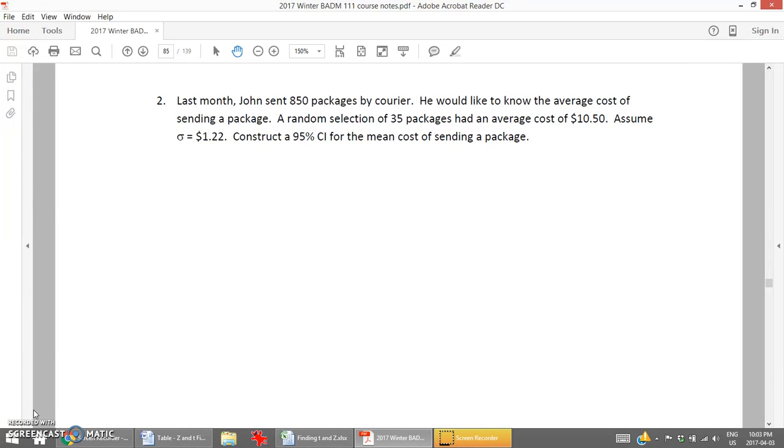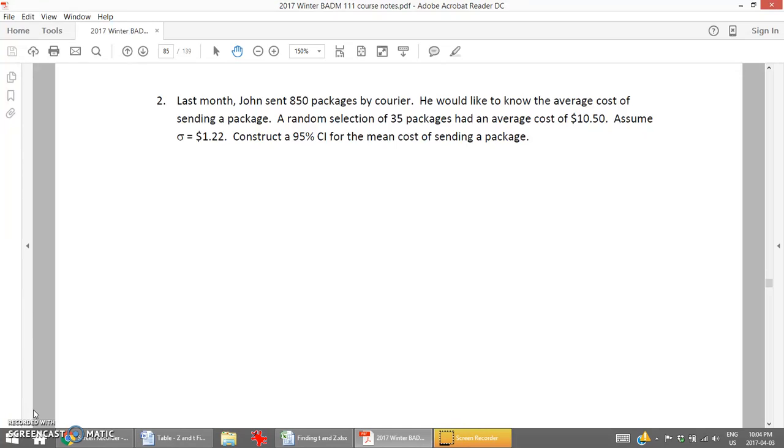The question starts: Last month John received or sent 850 packages by courier. He would like to know the average cost of sending a package. A random selection of 35 packages had an average cost of 10.5. Assume a standard deviation of the population to be 1.22. Construct a 95% confidence interval for the mean cost of sending a package.